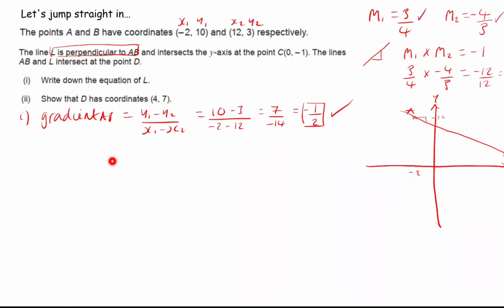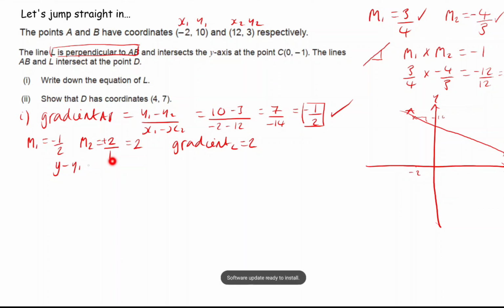Okay. Now, we need to find the equation of L, and L is perpendicular to AB. So our initial gradient, M1, was minus a half. So our perpendicular gradient, which we're going to call M2, will be equal to the negative reciprocal of that. So we flip the fraction upside down, it becomes 2/1. We change it from a negative to a positive. 2 divided by 1 is 2, so our gradient is equal to 2. This is our perpendicular gradient. So the gradient of L is equal to 2.